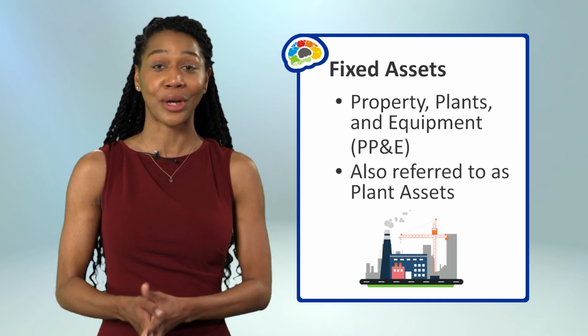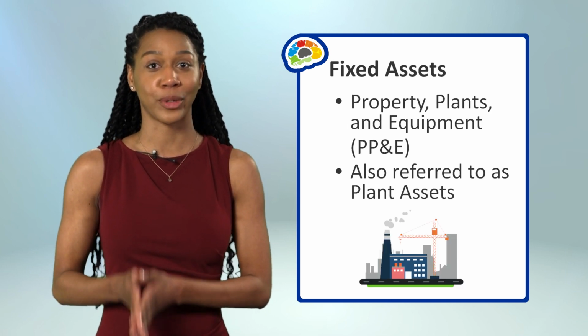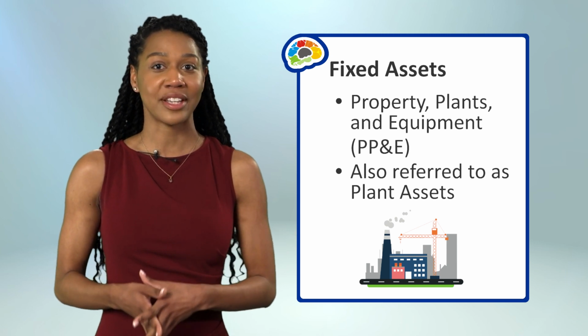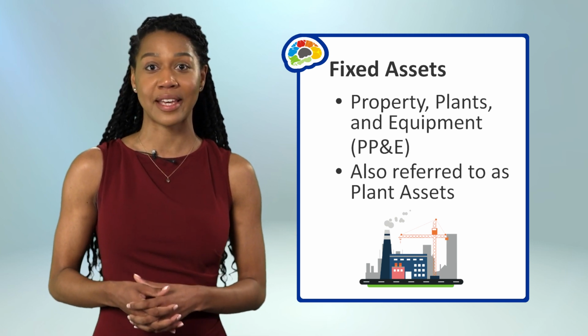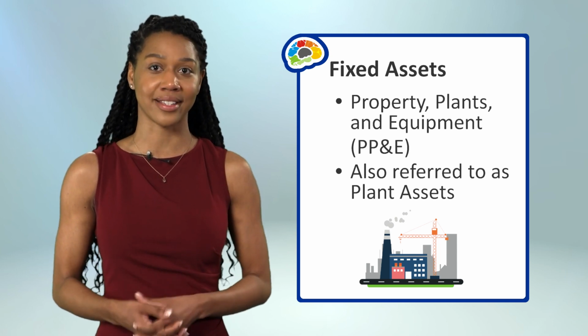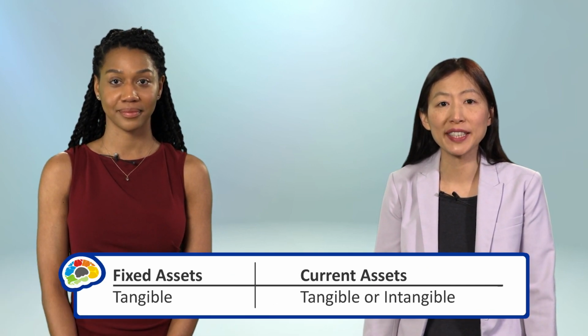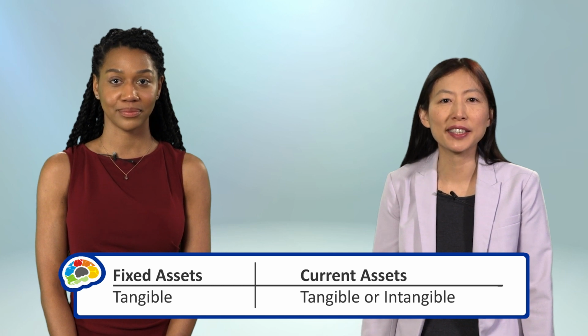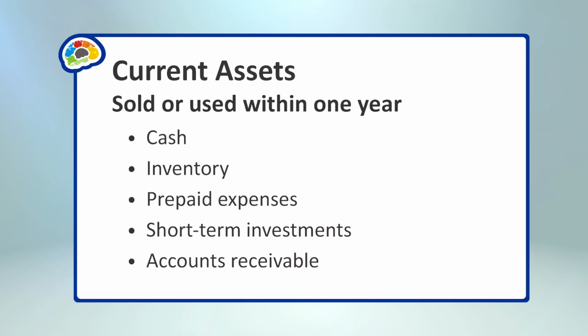These assets include property, plants, and equipment. Property, plants, and equipment are collectively called PP&E. PP&E assets are also referred to as plant assets. Current assets are those that will be used or turned over in some form within 1 year. And while fixed assets are always tangible, current assets can be tangible or intangible. Examples of current assets are cash, inventory, prepaid expenses, short-term investments, and, as you might guess, accounts receivable.